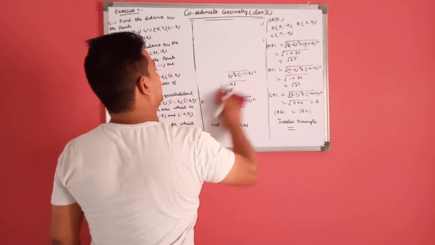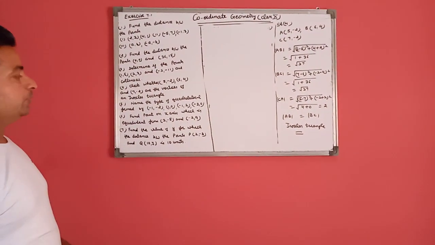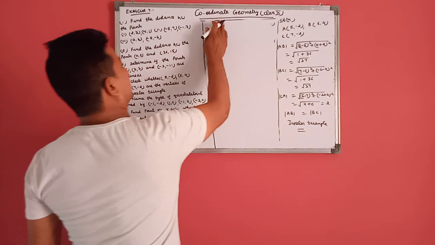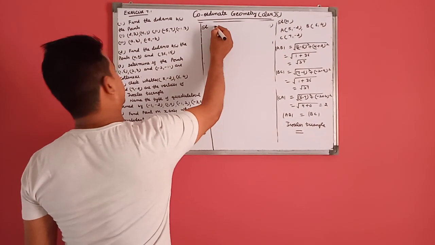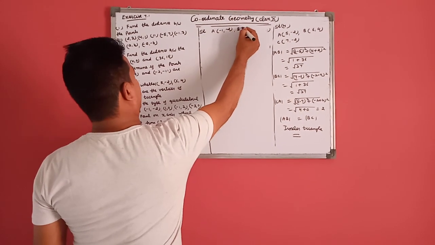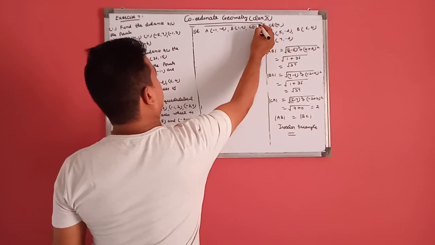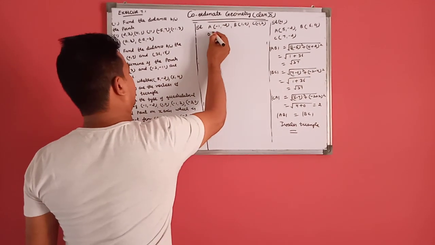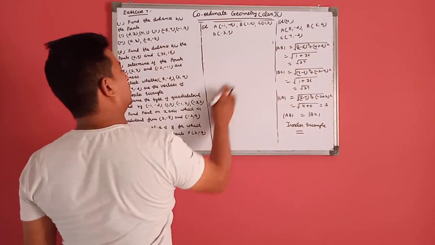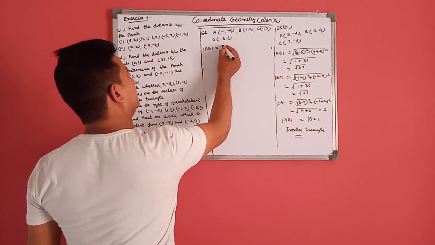In question number 5, name the type of quadrilateral formed by the 4 points. We have 4 points: minus 1, minus 2; 1, 0; third is minus 1, 2; fourth one is minus 3, 0. For finding the type of quadrilateral, first we find distance AB.